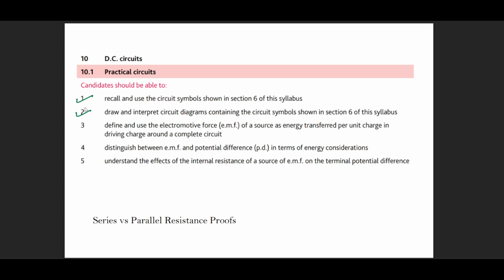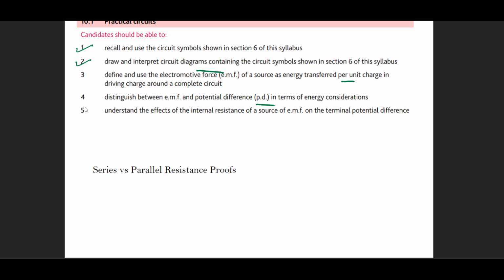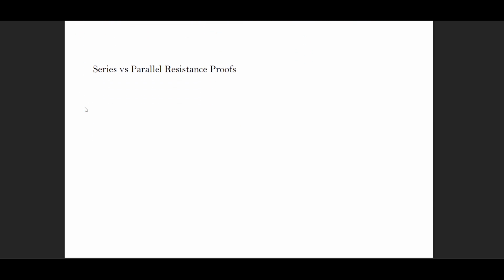Okay, the third part is to understand the difference between EMF, voltage, and potential difference. I will also add the link of one of the O-level IGCSE video concepts, but if you're already familiar with this, you can move on to the next topic. So understand the internal resistance and the EMF and terminal potential difference. We'll get to that later, but first we will get to the part of series and parallel resistances proofs.